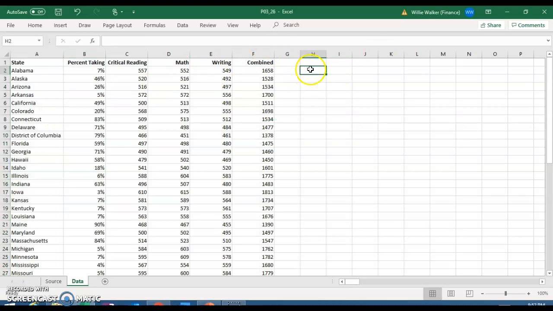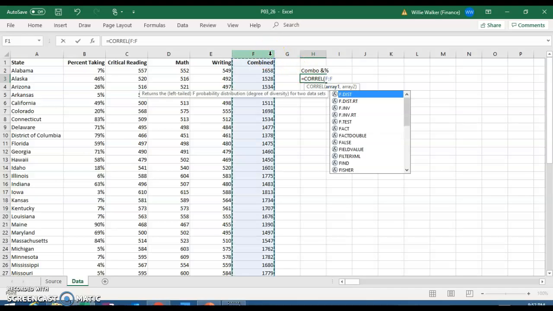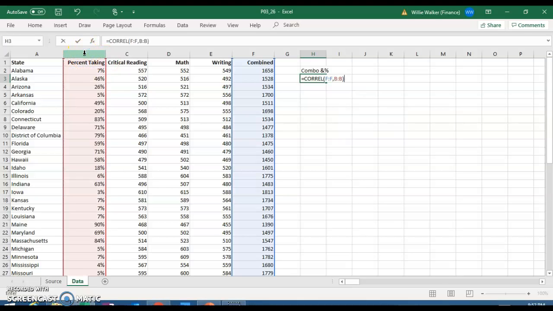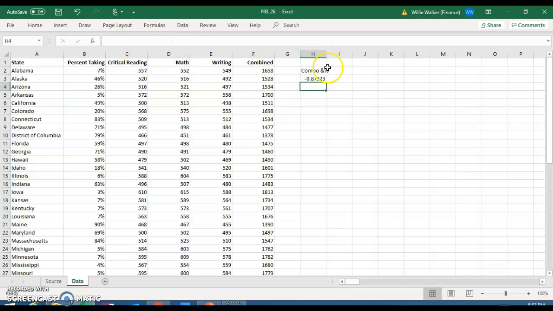So in order to get the correlation between the combined, let's say combo, and percentage, we just use the correlation function. It's going to give us the correlation coefficient between two data sets. So the first array, combined score. Second array, percentage taken, close parenthesis. It gives us a negative correlation.